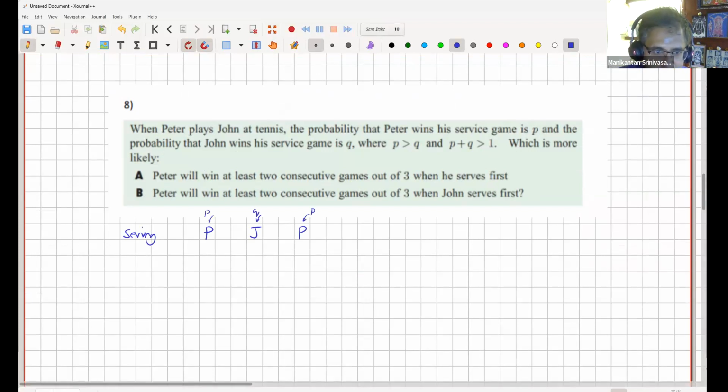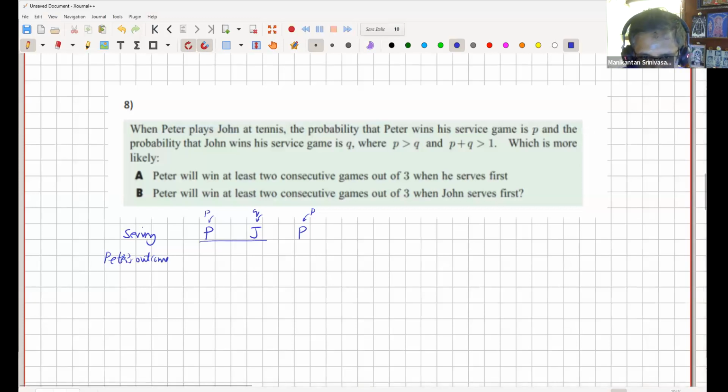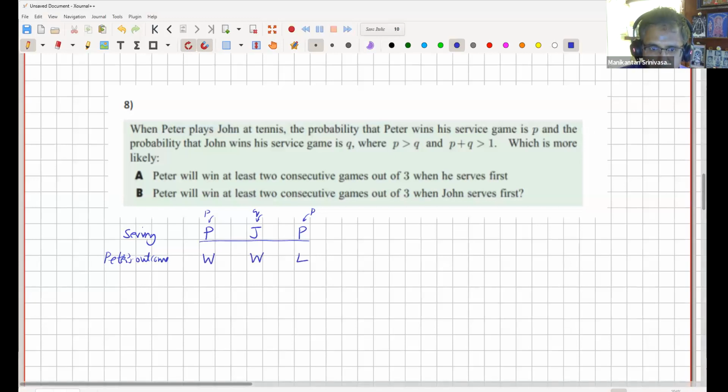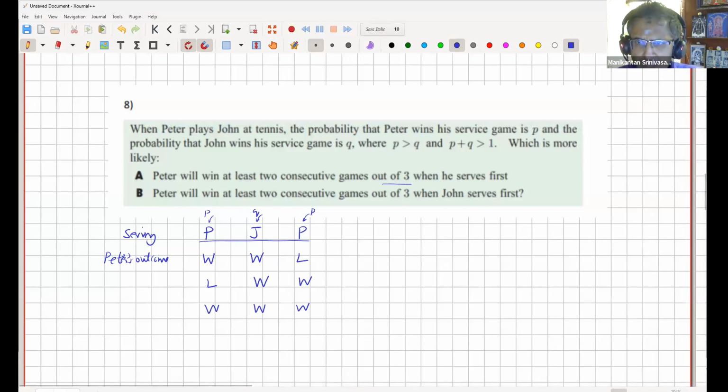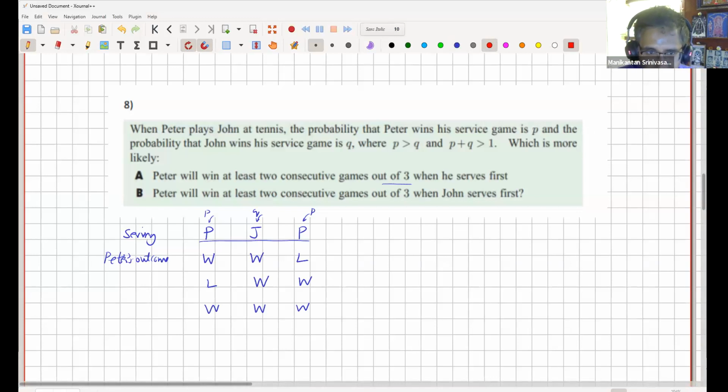Now as far as Peter is concerned, so Peter's outcome. So he wants to win. So this is the game. So he wants to win and lose, or he wants to win these 2 consecutive ones and then lose here, or obviously if he wins all 3, then he gets 2 consecutive for sure, right? So that answers at least 2 consecutive games out of 3. Let's figure out the probabilities for each of them. For him to win here, it's P. For him to win here, it's 1 minus Q, because it's John's serve. And then for him to lose here, it's 1 minus P.